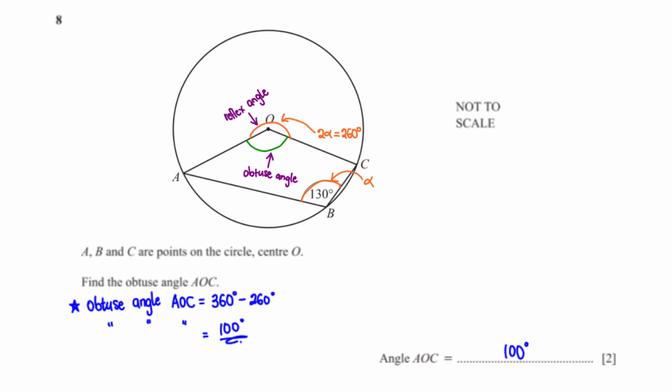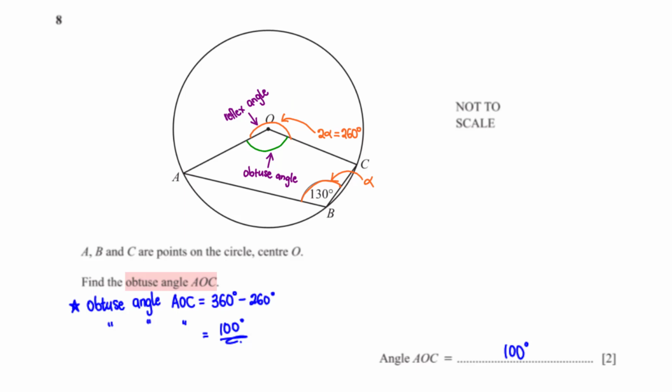A, B, and C are points on the circle center O. Find the obtuse angle AOC. Let's take a look at the diagram. We've been given angle ABC as 130 degrees, and from circle theorems, since we've been given ABC as 130 degrees, the opposite angle AOC will be 2 times 130 degrees, and so that gives us 260 degrees.